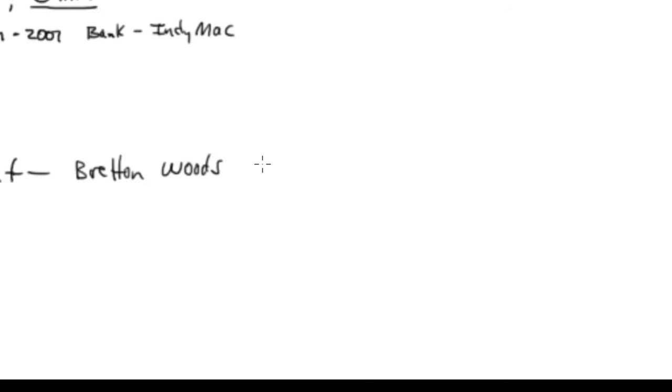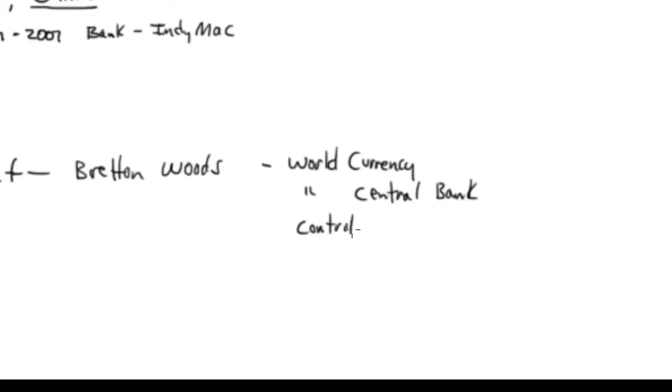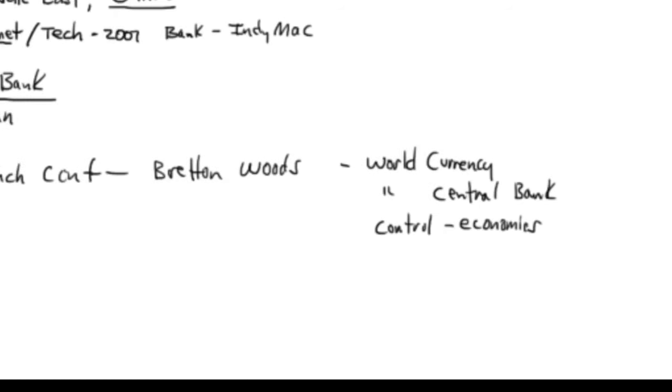Number 1, to create a world currency. Number 2, to create a world central bank. And number 3, to create a mechanism of control of the different economies of all the nations. Because even in 1944, they realized that a great world war would also create a world economy.